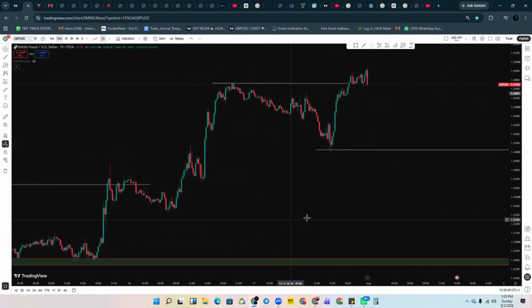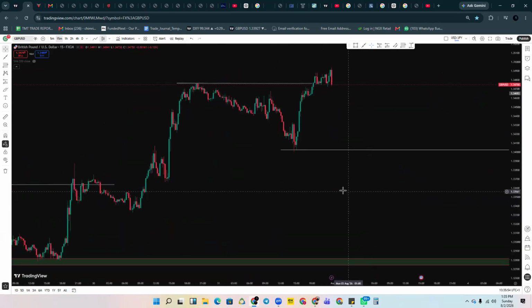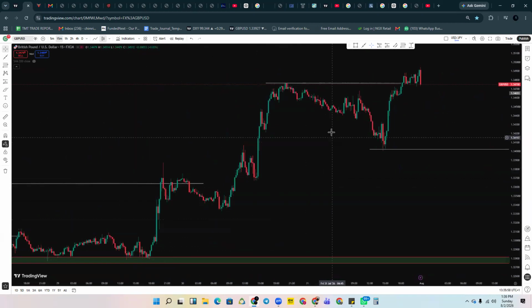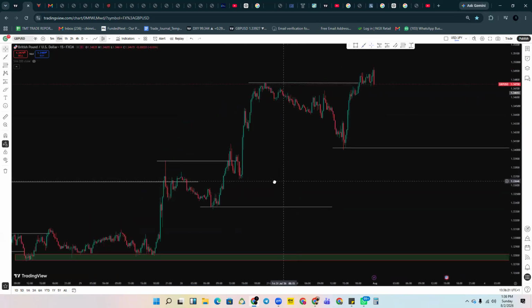So for this particular trade, what I'm looking out for, because we currently have a bullish market at this point, it's not wise to go in for a sell because we currently have a bullish market. So I'm looking out for a buy, but not immediately. There needs to be confirmation before going into the market.